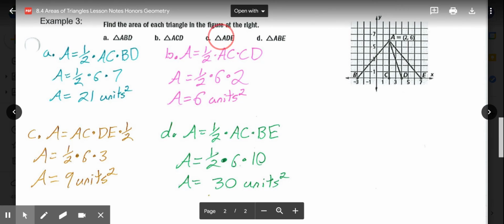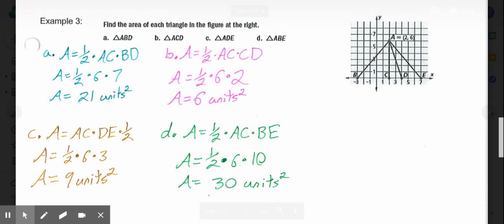Part C, we're looking at triangle ADE. So A here to D to E, so this little slanted triangle on the right. And in this case, our height is still segment AC, because it meets the base at 90 degrees. So it's 1/2 AC multiplied by, in this case, our base of DE. So 1/2 of 6 times 3 gives us 9 square units.